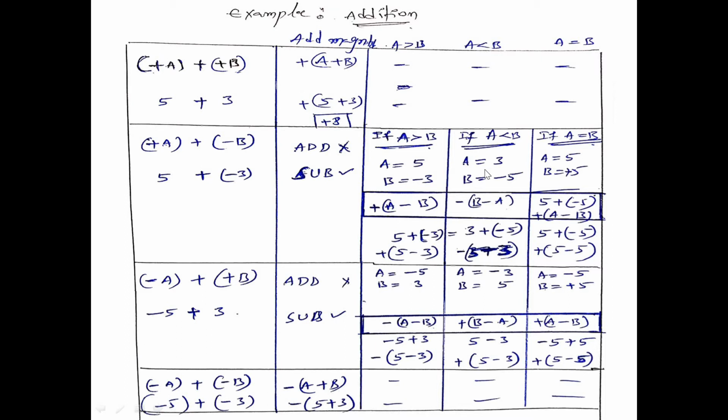A is small, that means 3. B is a negative number. This one. A is equal to 3 and B is equal to minus 5. So in this case, the operation is 3 plus minus 5, because A is equal to 3 plus B, with B value minus 5, so that is 5 minus 3 plus, within the bracket, minus 5.